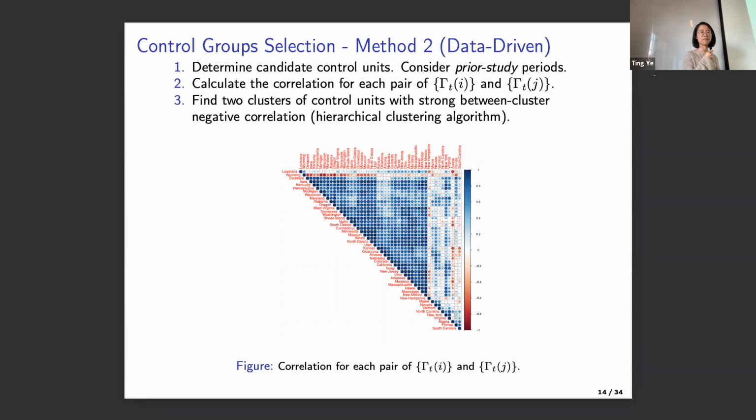So this is motivated by these relative outcomes. When one is increased, the other must be decreased. So they have this negative correlation structure.